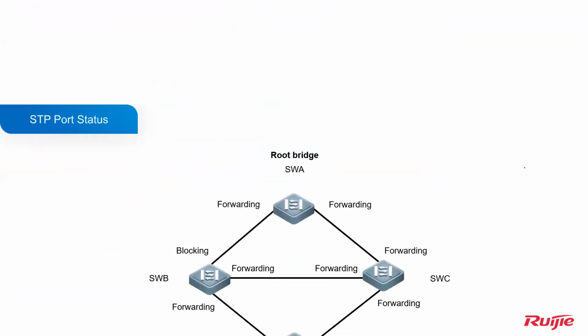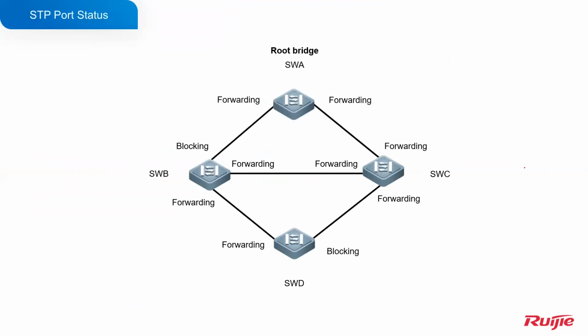Next, let's see. After determining the port roles, some ports are alternate ports, some are root ports, and some are designated ports. If the port is the AP, the alternate port, the status is blocking, which means these ports are blocked.